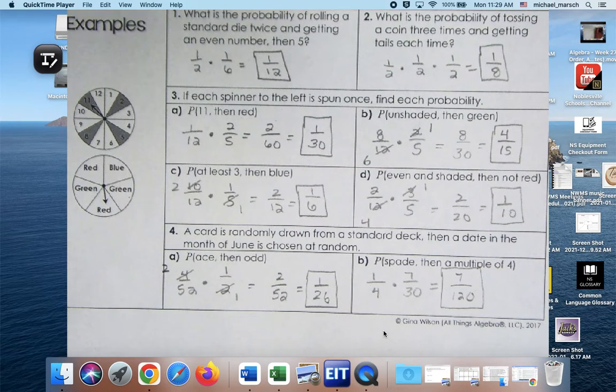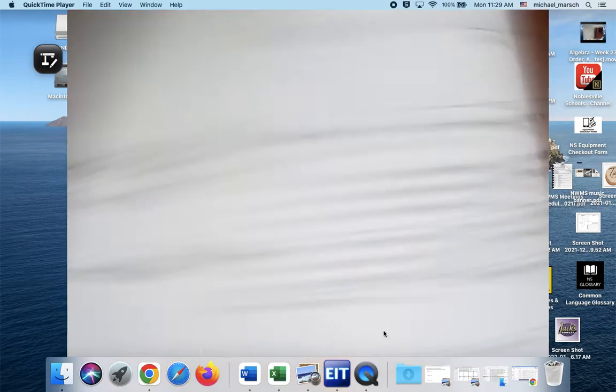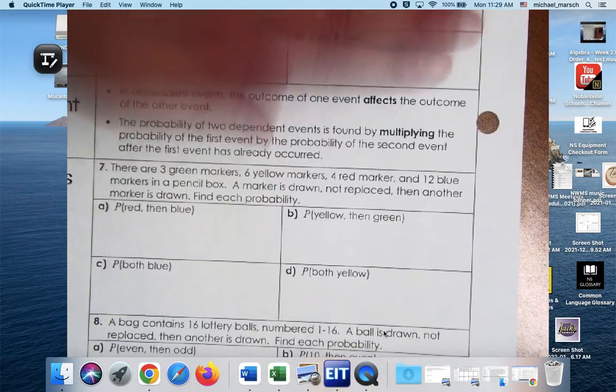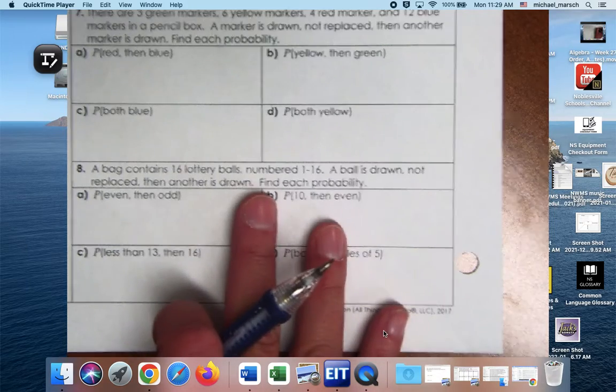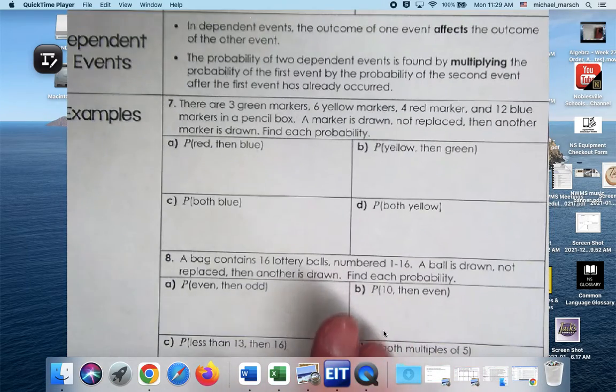Now we're going to flip the paper over. So you guys are just going to scroll up. I'm going to turn my paper over. And we're going to look at dependent compound events. So we're not going to do these up here. We're skipping this part. And we're going to scoot down here to dependent. Remember, this is when something does affect the second event, right? Not replacing that sock changed how many socks were still in a drawer. Does that sound familiar? Kinda?